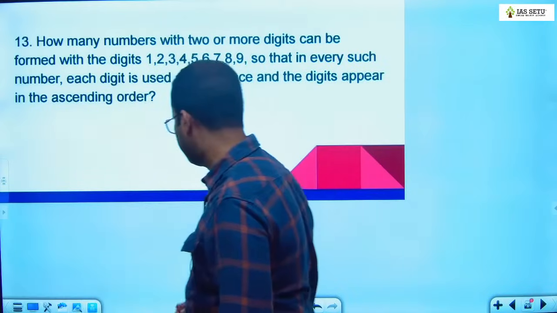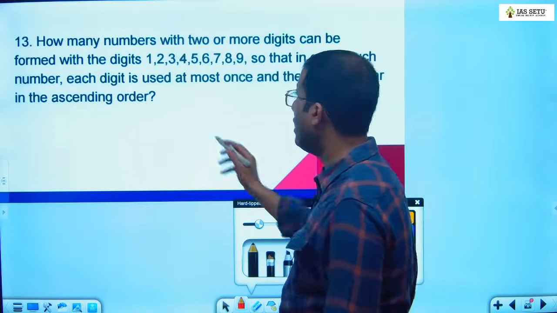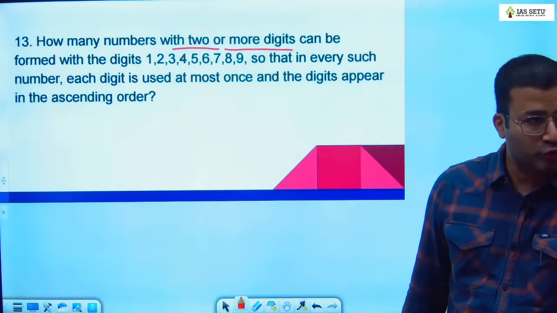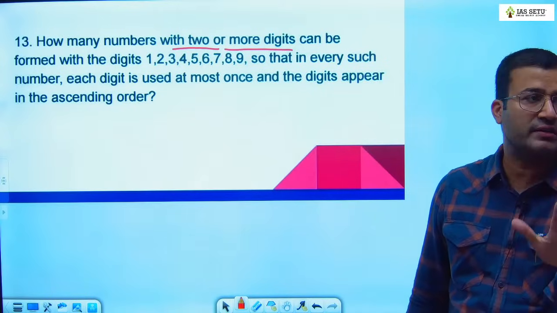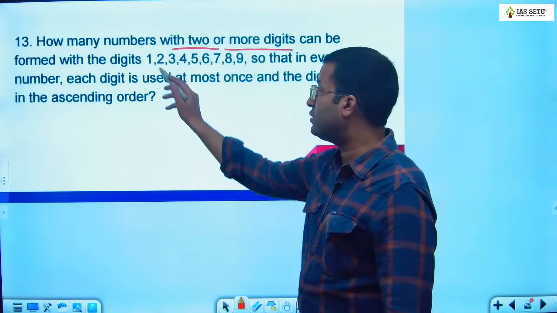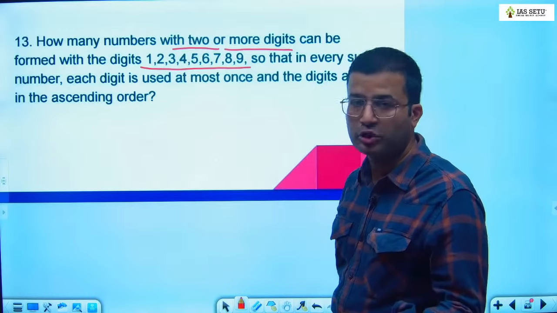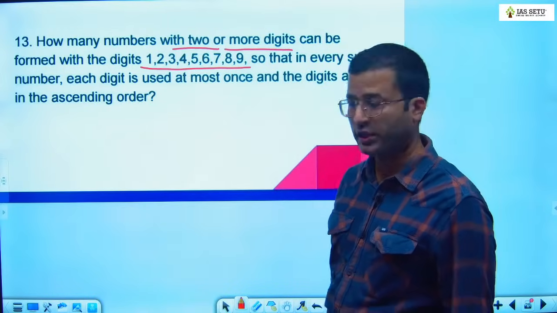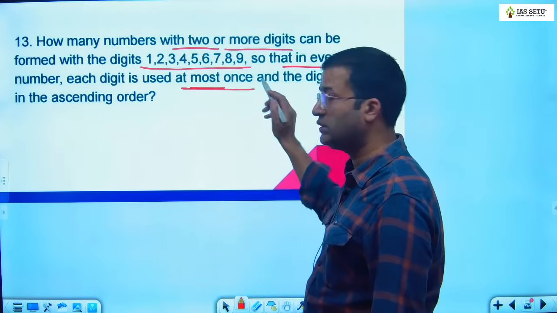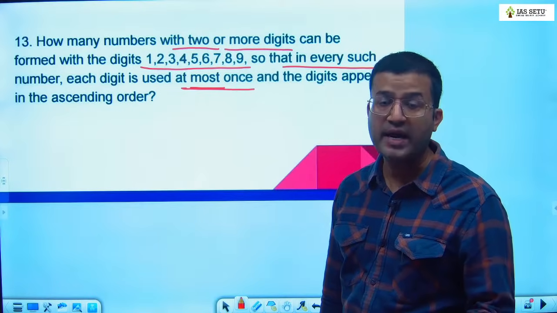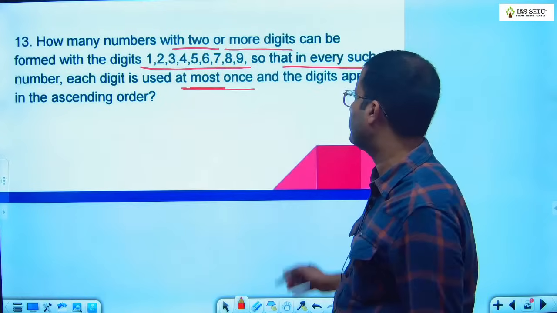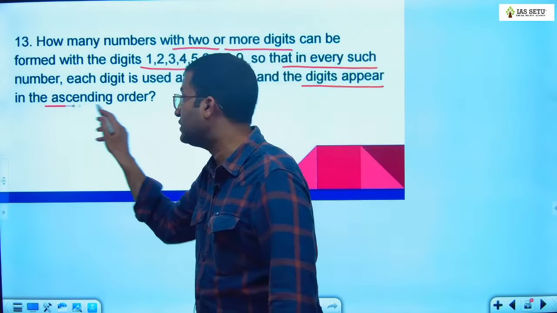First thing to be observed is how many numbers with two or more digits. You can't use a single digit. You have to use 2 digits, 3 digits, 4, 5, 6, 7, 8, 9. Minimum 2 digits you have to use. Second thing: the options are 1, 2, 3, 4, 5, 6, 7, 8, 9. 0 is not there. Each digit is used at most once. You can't repeat. At most once means आप digit repeat नहीं कर सकते. Repetition is not allowed. And the fourth thing: digits appear in the ascending order.